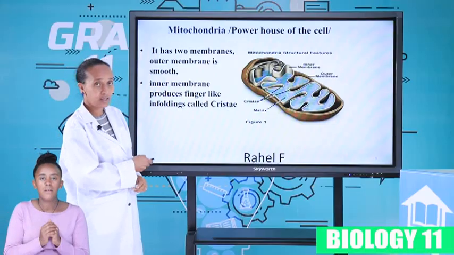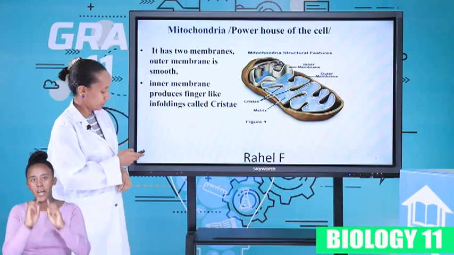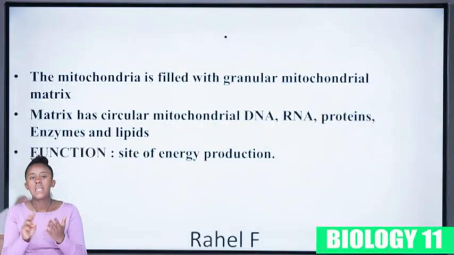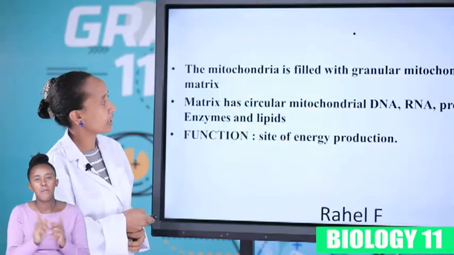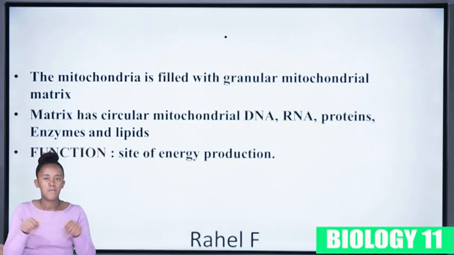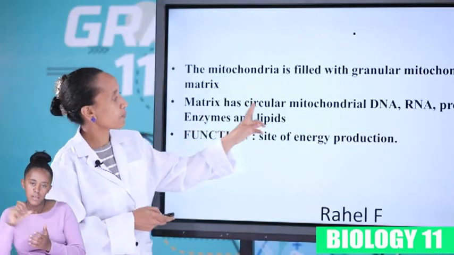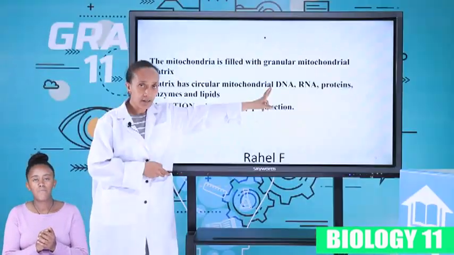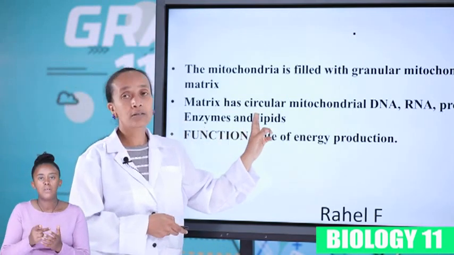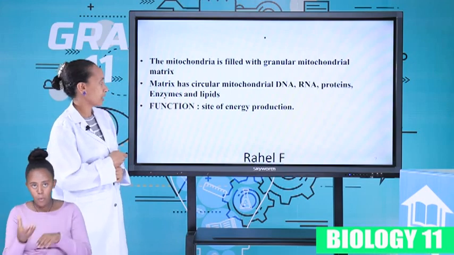So the powerhouse of the cell, or the mitochondria, has such a structure, which is also membrane bounded, and the membranes are double, and also the inner part of the mitochondria consists of matrix that is the site for different chemical reactions. The matrix, in addition to this, has circular mitochondrial DNA. It has DNA, RNA, protein, enzymes, and lipids. We will talk about this when we study cellular respiration.